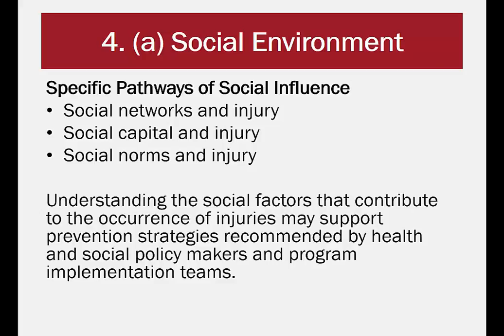Understanding the social factors that contribute to the occurrence of injuries may support prevention strategies recommended by health and social policy makers and program implementation teams. Social and behavioral factors can be modified by education, community capacity building strategies, and urban planning initiatives. Examples of injury prevention activities associated with social environmental factors might include peer education programs for high-risk behaviors and occupational health and safety campaigns that focus on building and leveraging stronger social environments at work.